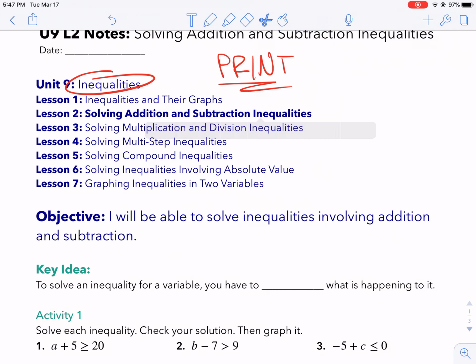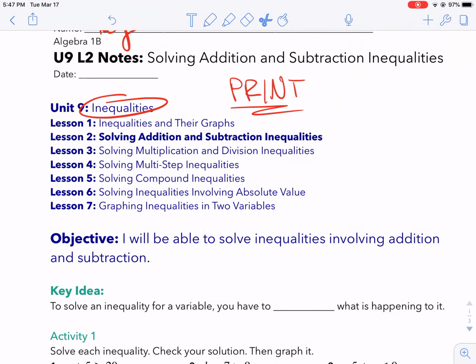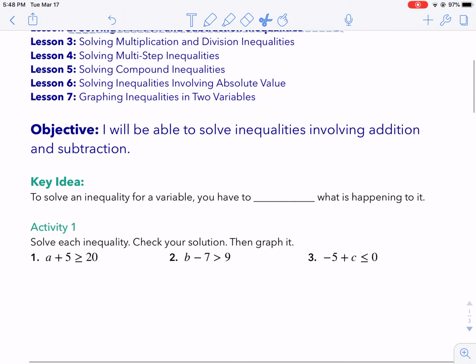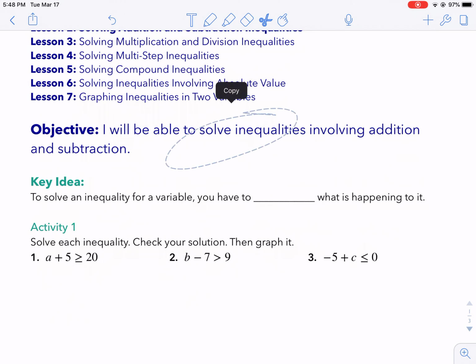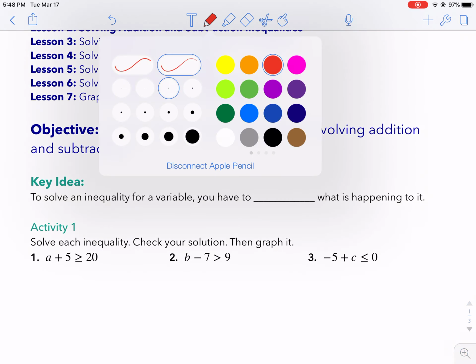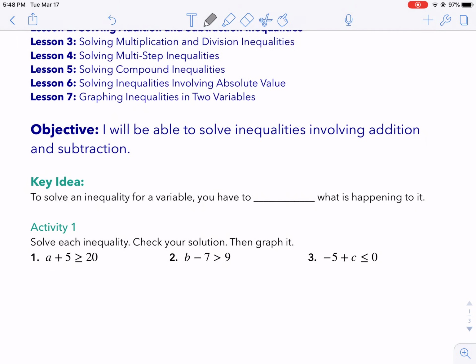So today we are solving addition and subtraction inequalities. By the end of the lesson, you will be able to solve inequalities involving addition and/or subtraction. So remember, when we have an equation, we're talking about inequalities today, things that are not equal.